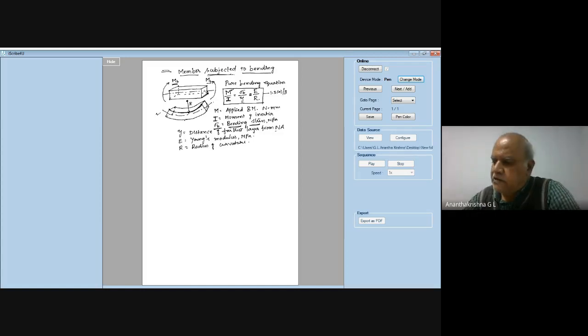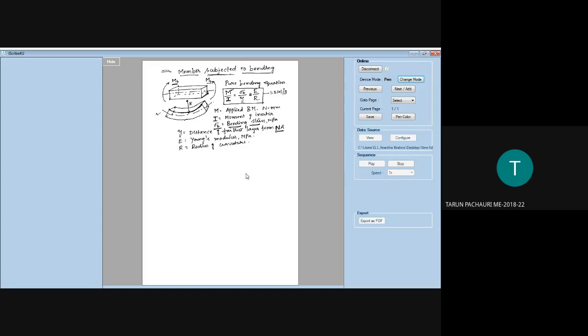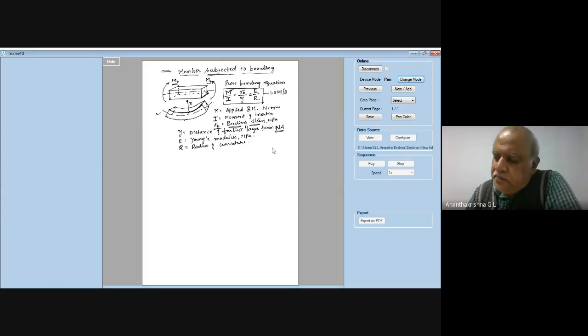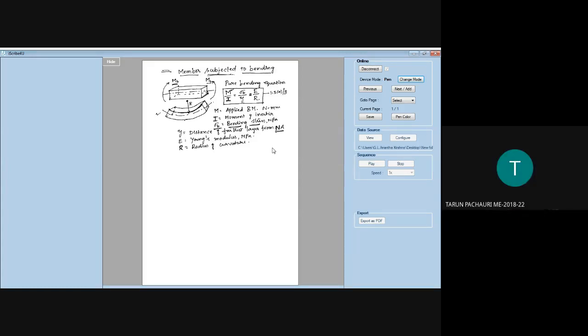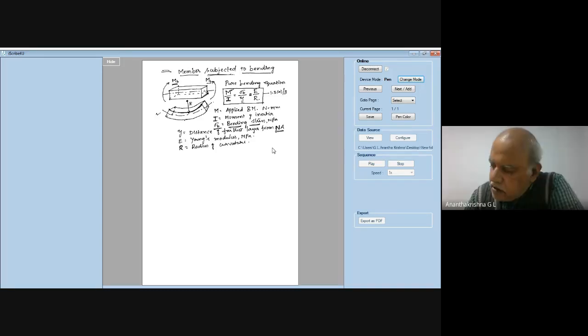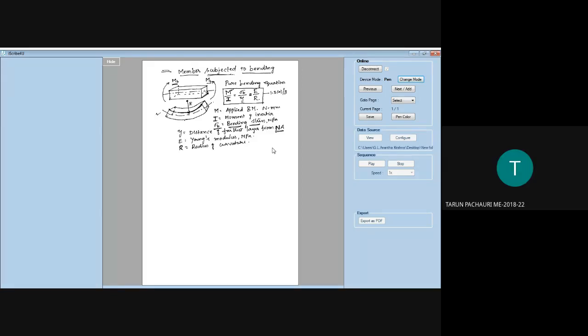So what do you mean by neutral axis here? Can anyone tell me what is neutral axis? No idea? At least tell me no idea. Someone. The axis at which there is no equivalent force acting. Pardon me? Come again? The axis at which there is no application of force. Next answer. Any other answer? It's generally the center of the object. The member is symmetrical about the axis.